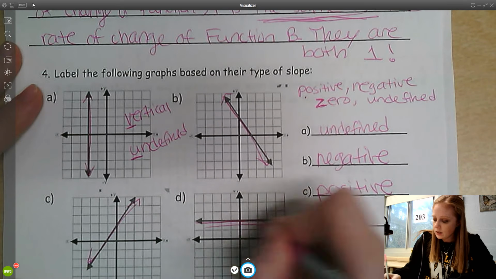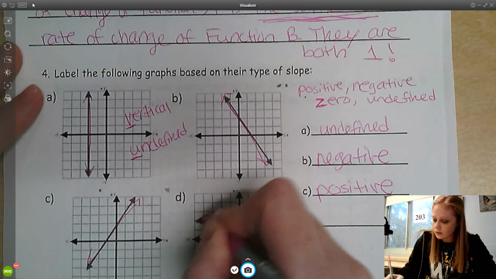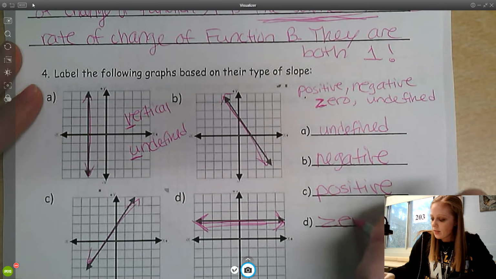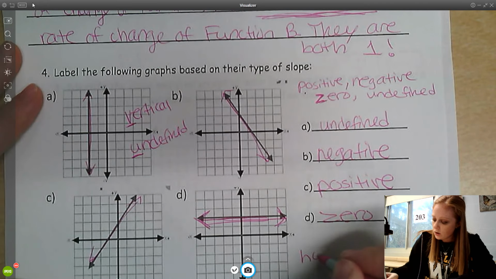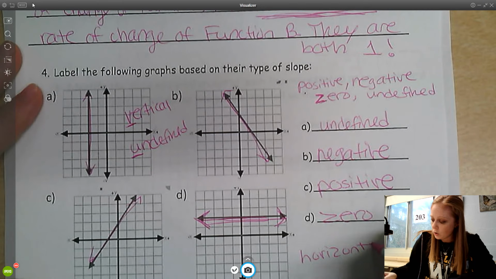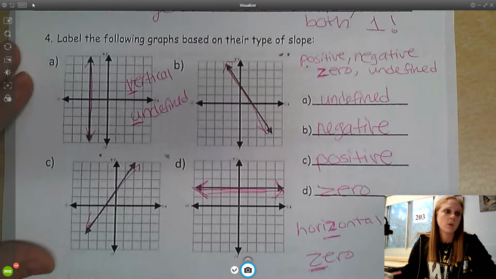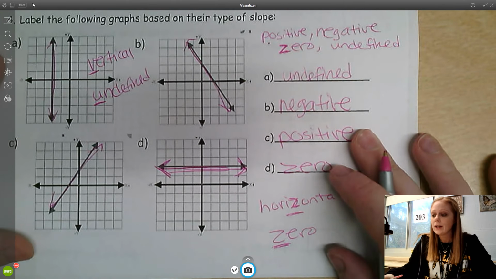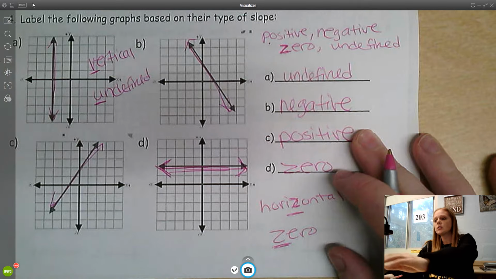And then lastly, we have our line going horizontal straight across. That's going to be our zero slope. A good way to remember it is the word horizontal has a Z, and so does zero. Oops, there you go. Okay, so hopefully that helps you guys with your studying.